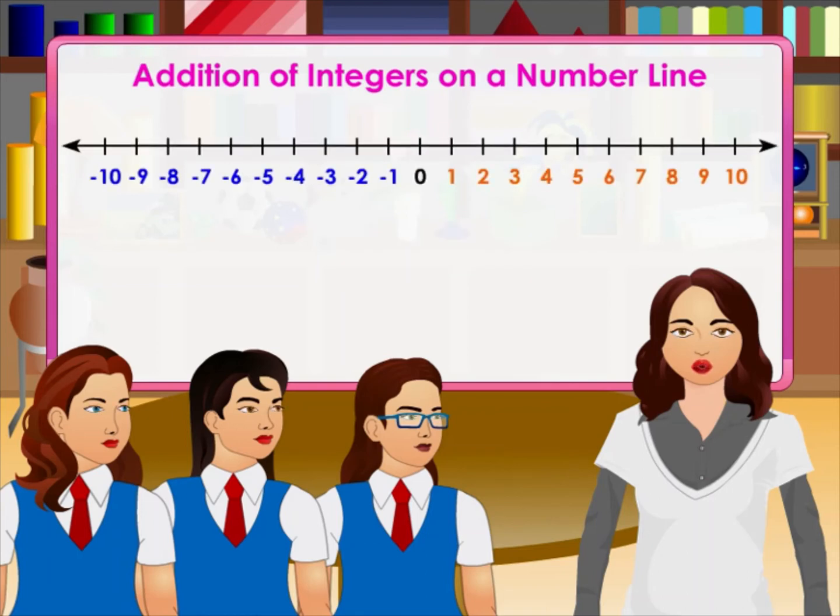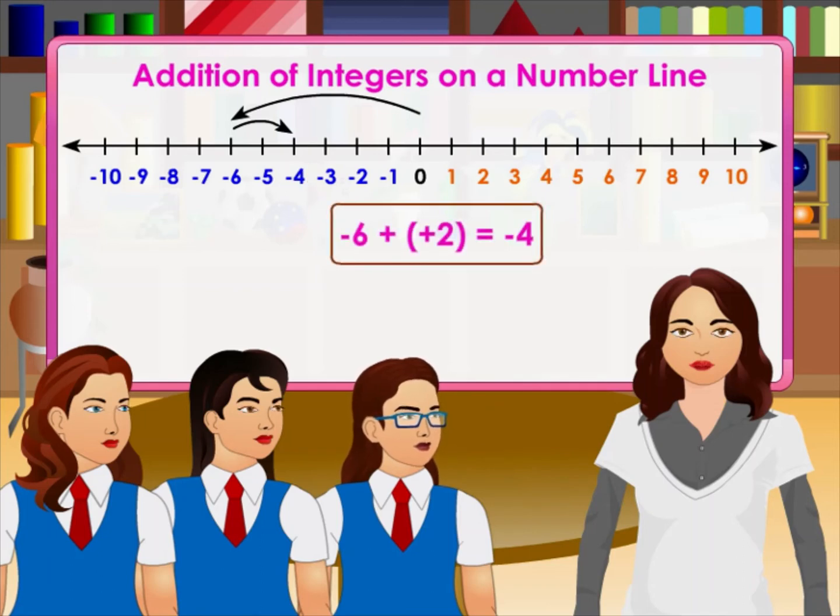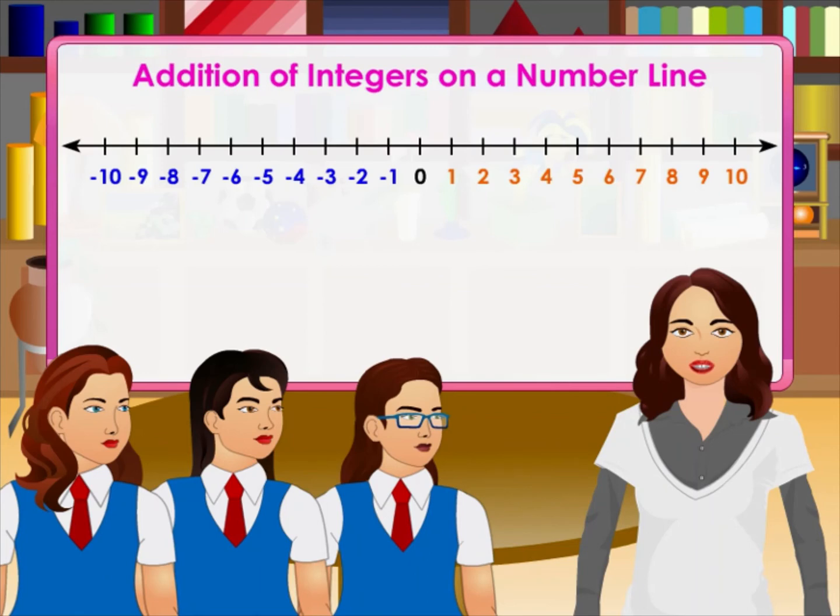Now can anyone tell me how to add the numbers -6 and +2? Let me answer. First, we move 6 steps to the left of 0, reaching -6. And then from this point, we move 2 steps to the right. We reach the point -4. Thus we get -6 plus +2 is -4. Very good.